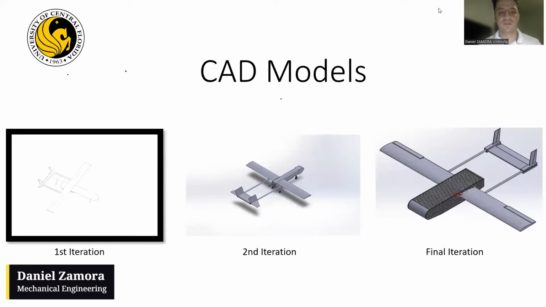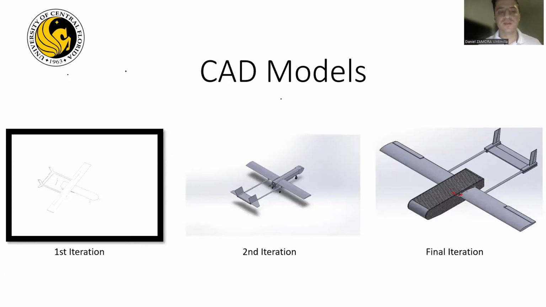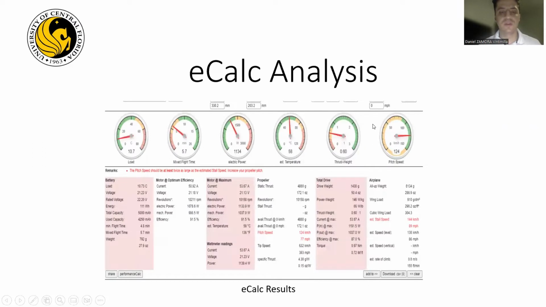In the design process, the team had three major iterations. Within each iteration, there were multiple designs to get to the final product. After having an idea of the materials, dimensions, and weight of the UAV, the team decided to run an ECalc simulation to get an estimated thrust value generated by the motor.